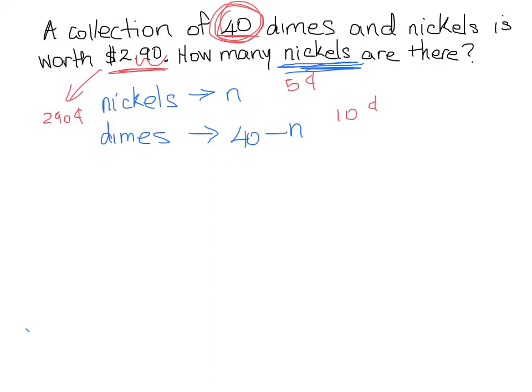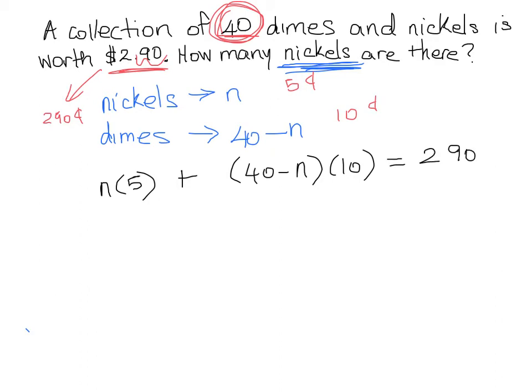Now that we have that down, let's set this up. We know that there are n nickels, each worth 5 cents. And we're putting it together with 40 minus n dimes, each worth 10 cents. And once you put them all together, you're going to get 290 cents. All right, I'm going to leave the units off just for convenience sake. Actually, let's leave it on. All right, now let's cross it off. Sorry, I keep changing my mind, but I just don't want you to be confused.